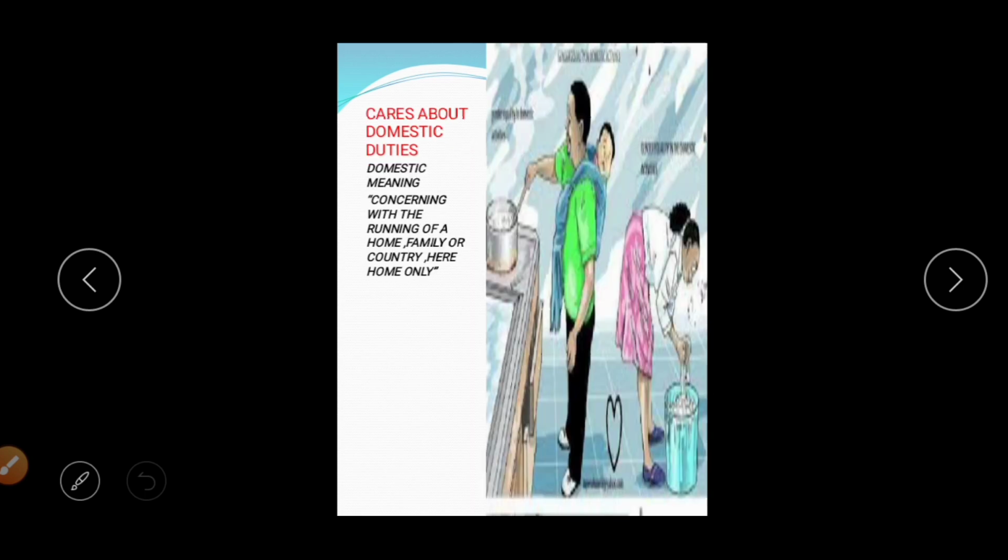So come to the next rubric, cares about domestic affairs. Domestic means concerning the running of a home, family or country. Here home only she expressed, and she sacrificed her life to her family only. So I have taken this rubric, cares about domestic duties.